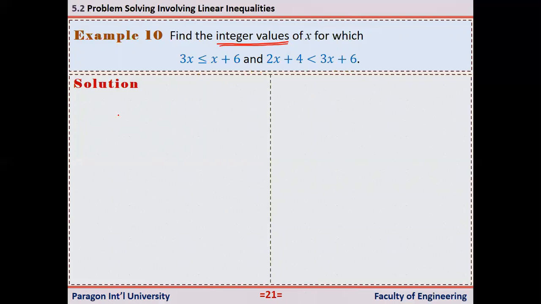Again, we follow those steps we just did in the previous example. In the first step, we solve the first inequality. So it is 3x is less than or equal to x plus 6, right? Take x to the left-hand side.